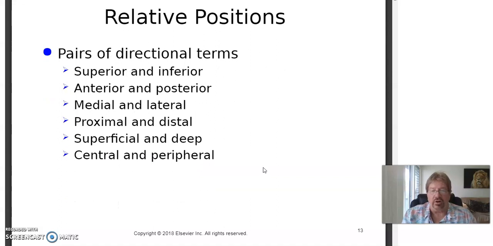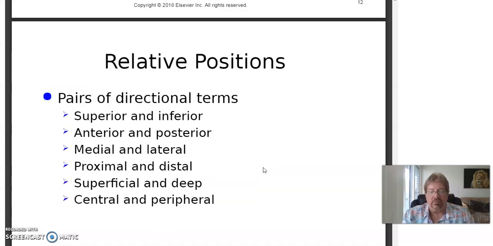Speaking of all that, here they are. Superior means above. Inferior means below. Anterior means front. So does ventral. Posterior means back. So does dorsal. Medial, closer to the midline. Lateral, further away from the midline. Proximal, closer to the point of origin. In the case of the arm, point of origin is the shoulder. This is proximal. This is distal.